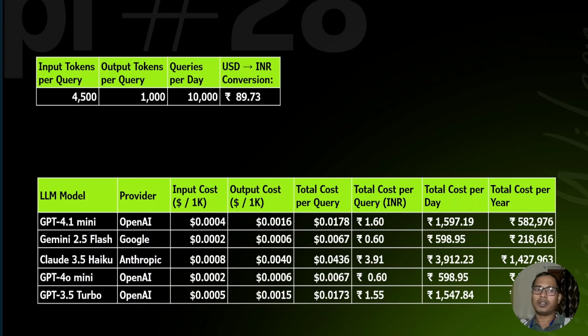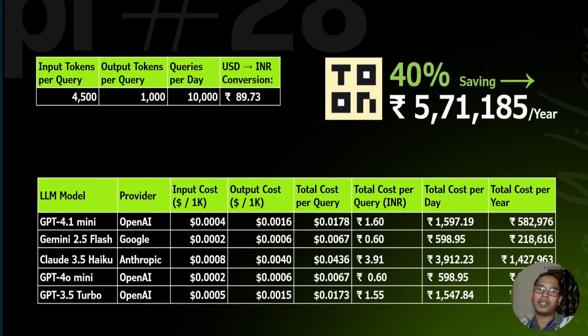Now what TOON does, TOON's focus is how it can reduce your input and output tokens, right? TOON claims that it reduces 40% of your tokens if you are using the data in TOON format. That means if you are using the Claude 3.5 Haiku LLM model, and sending 10,000 queries per day, then you can save 5,71,000 rupees in a year if you are using TOON format, right?